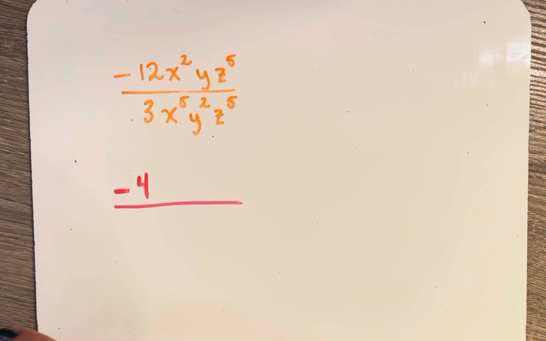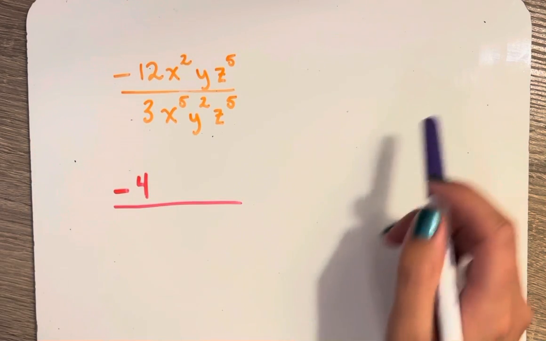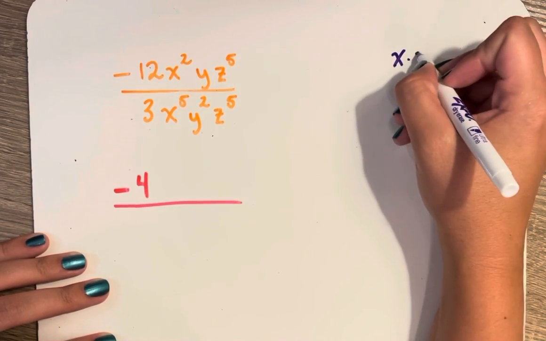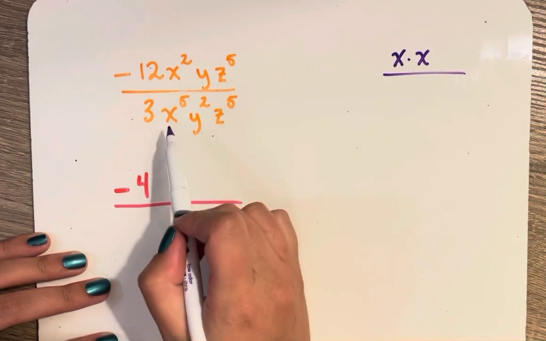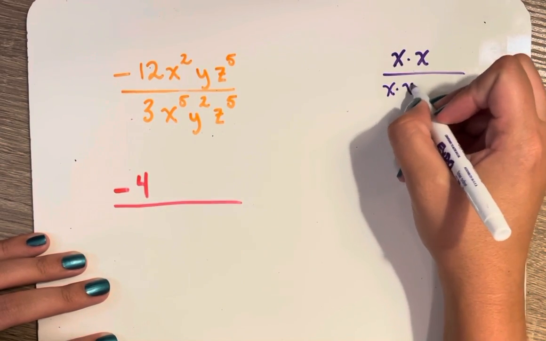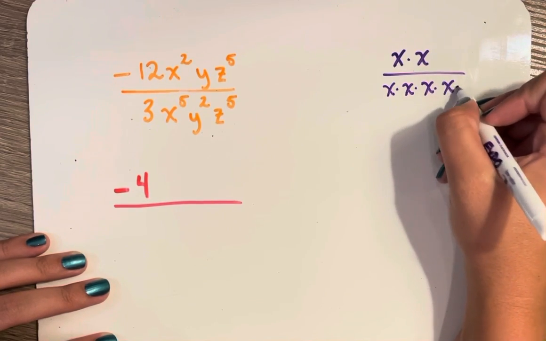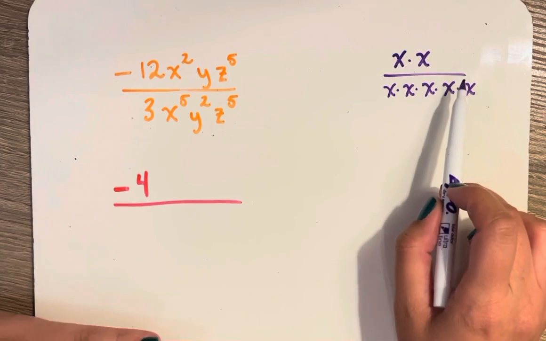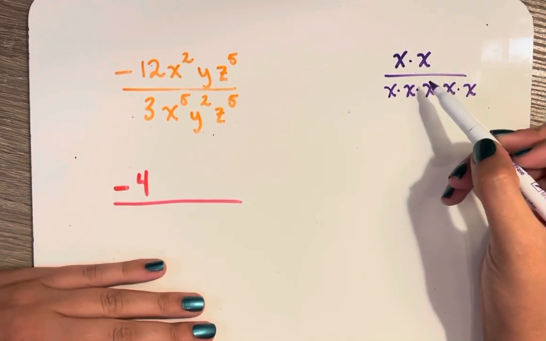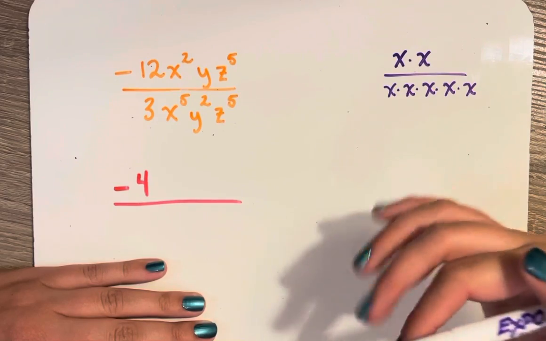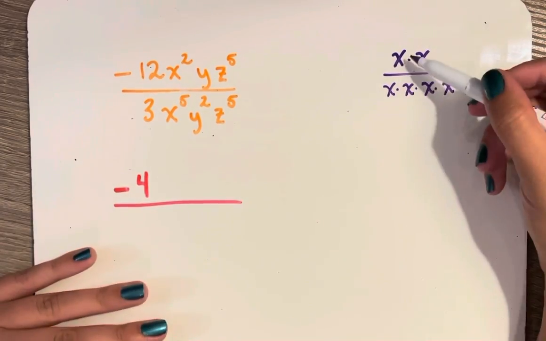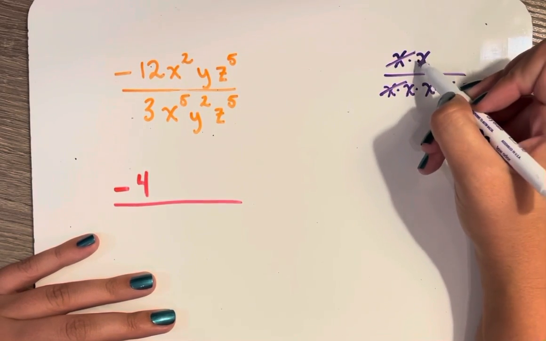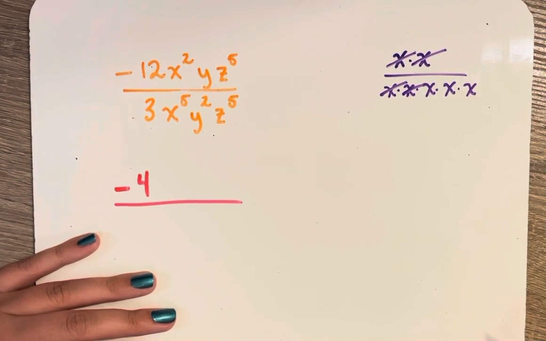Let's focus on the x's. Again, I'm going to write over here how we might want to visualize those. We have x squared, so that would be x times x, over x to the 5th, so 5 x's multiplied together. Looking at this fraction, if I think about what would divide out from the top and the bottom, this x and this x, and then my second x's can cancel out.